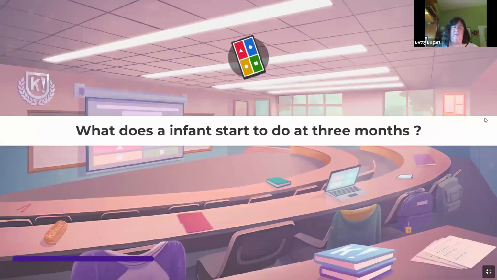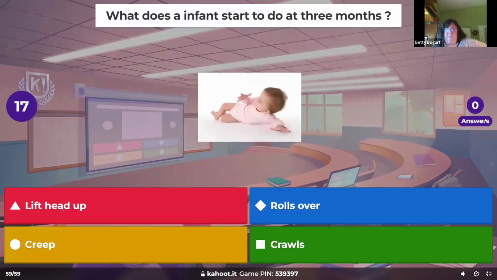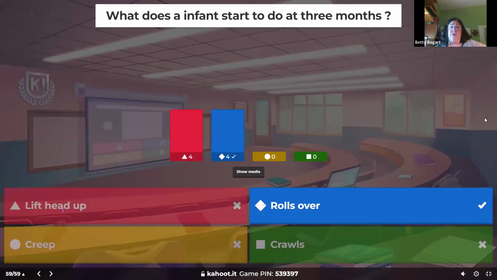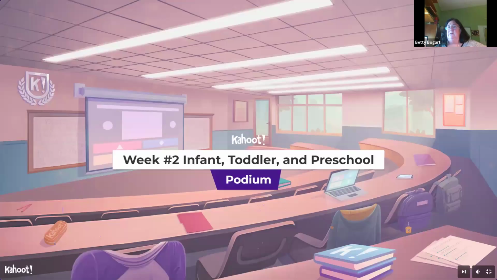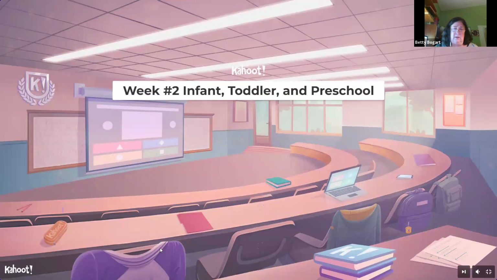And last question. What does an infant start to do at 3 months? They should be lifting their head up. They don't roll over yet. That's a wrongly keyed question. It is lift their head up. They roll over from their abdomen to back at 5 months and back to abdomen at 6 months. Sorry, that was wrongly keyed.